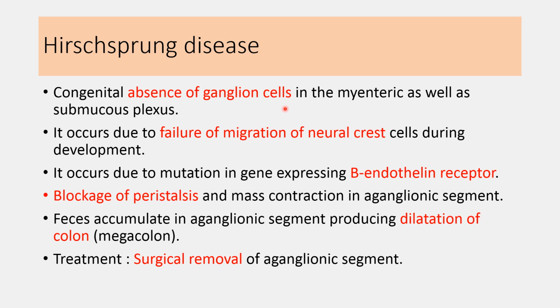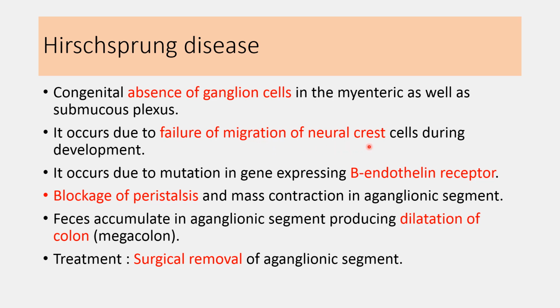The cause of this absence of ganglion cells is the failure of migration of the neural crest cells during development, because of a mutation in the gene expressing endothelin receptor type B. Whenever this gene is defective, it results in decreased binding of endothelin with the endothelin receptor in the neural crest cells, which results in the failure of migration of the neural crest cells during development.